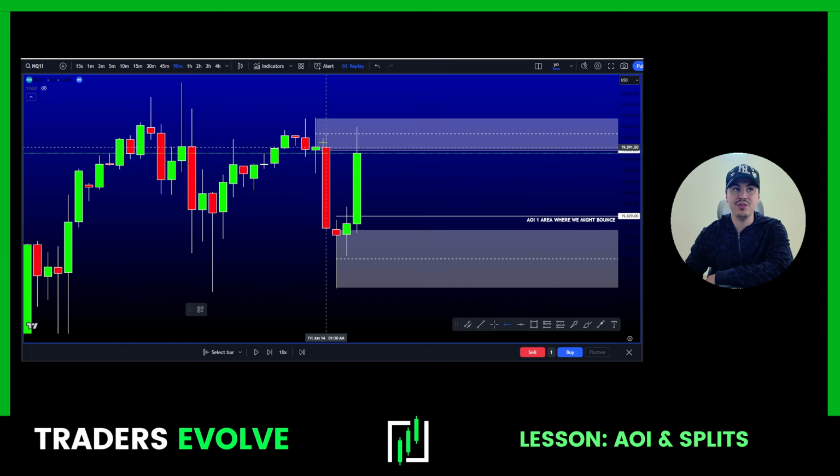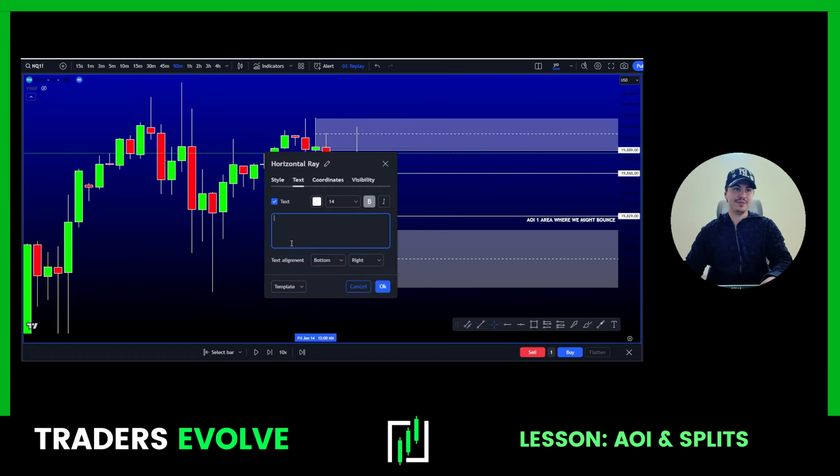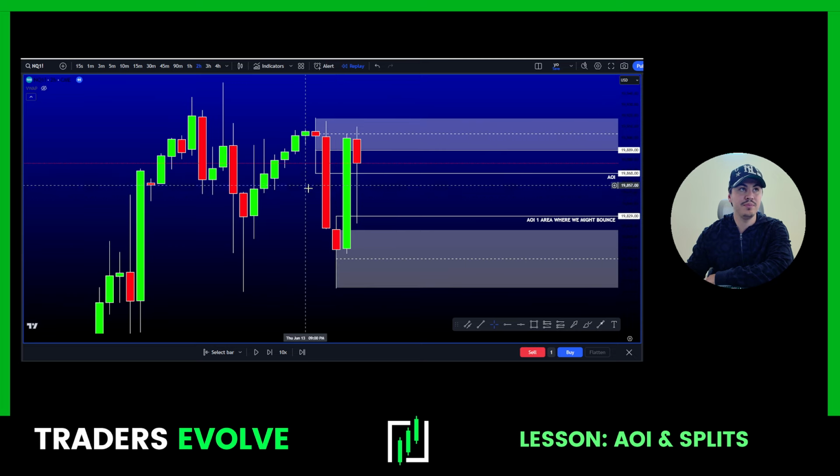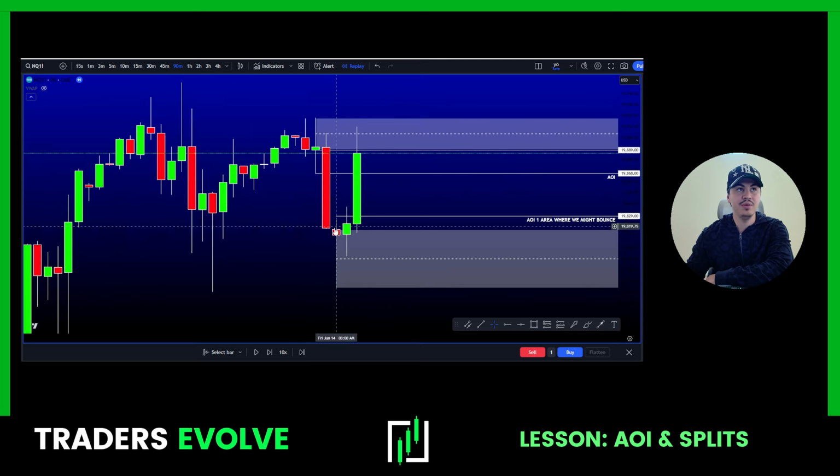We have the basing candle and the drop, which makes the zone in here. And then we have the AOI, okay, on the supply. You see how the AOI on the supply is at the bottom? The AOI on demand is at the top. Bottom and top, okay? Bottom and top, okay? So we have a 90 minute there.